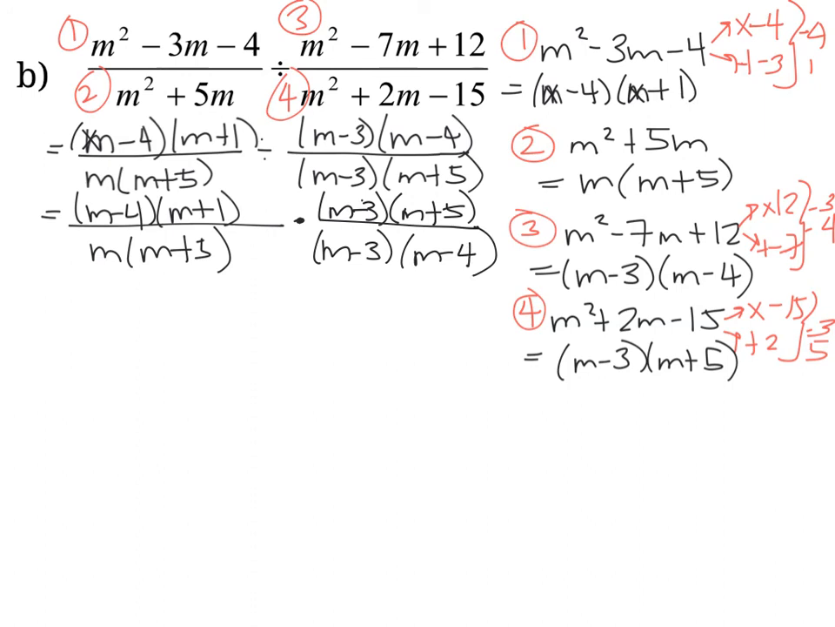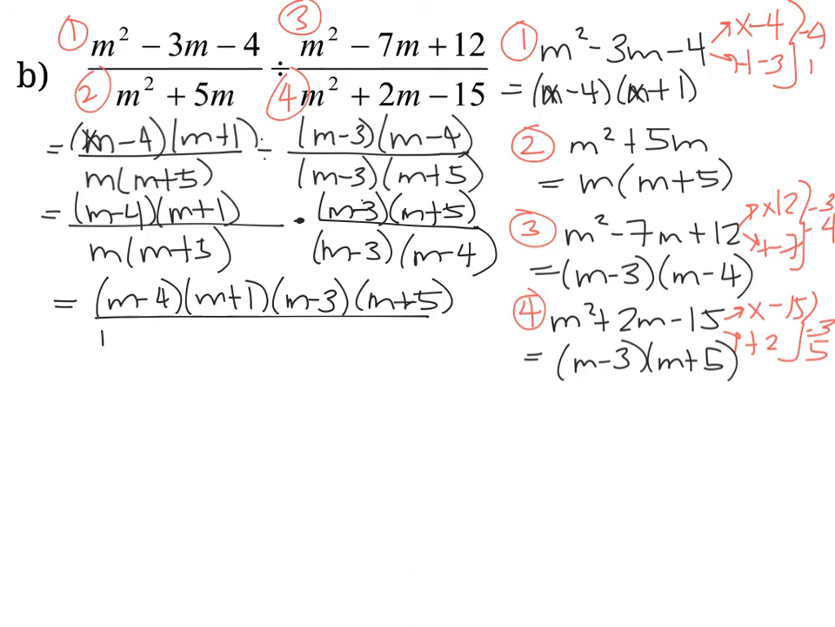So you can already see those m minus 3's are going to cancel out. If you want to do that now, you can do that now. So let's just multiply these two. If you can multiply them in your head and visualize what they're going to be already, you can go ahead and skip this step. But if you need to write it out, our numerator is going to be m minus 4, m plus 1, m minus 3, and m plus 5. And our denominator is going to be m, and then we have m plus 5, m minus 3, and m minus 4. And now we're ready for the fun part, which is crossing out.